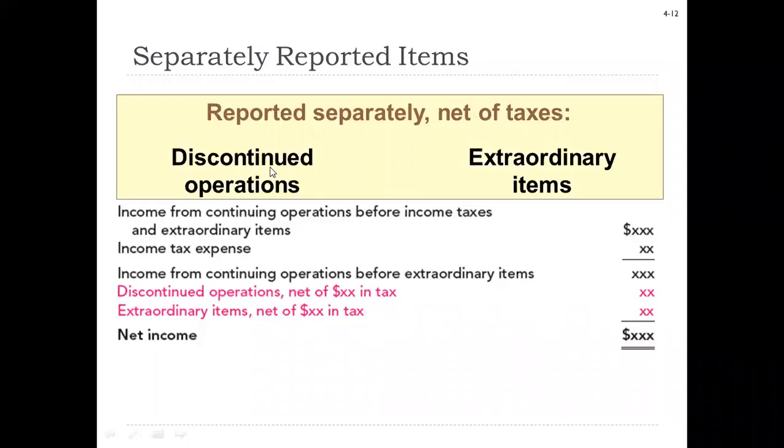Okay, and again, discontinued operations, which are getting rid of a segment of your business. Extraordinary items. Extraordinary items are gains or losses that are both unusual in nature and infrequent in occurrence. Both of those criteria have to be met in order for something to be an extraordinary item. Has to be something that's really, really rare.